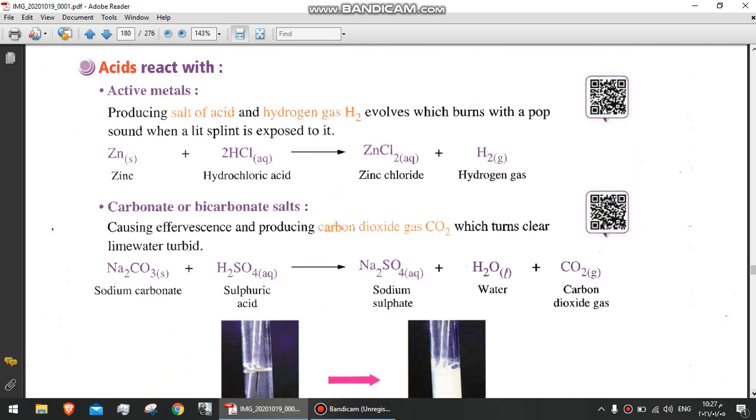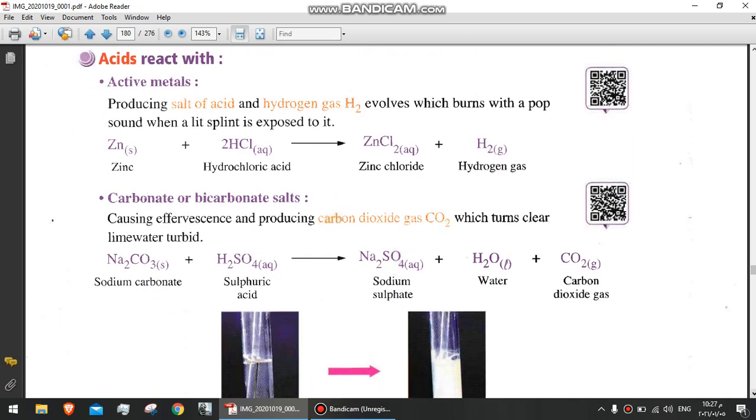Now, the activity of acids. Acids react with metals and react with carbonates or bicarbonates. A metal with an acid: if the metal is more active than the hydrogen of the acid, it will replace it to form salts and evolve hydrogen gas, as we see in the following reaction. Zinc with hydrochloric acid: zinc is more active than hydrogen, so it can replace hydrogen to form zinc chloride and evolve hydrogen gas with a pop sound.